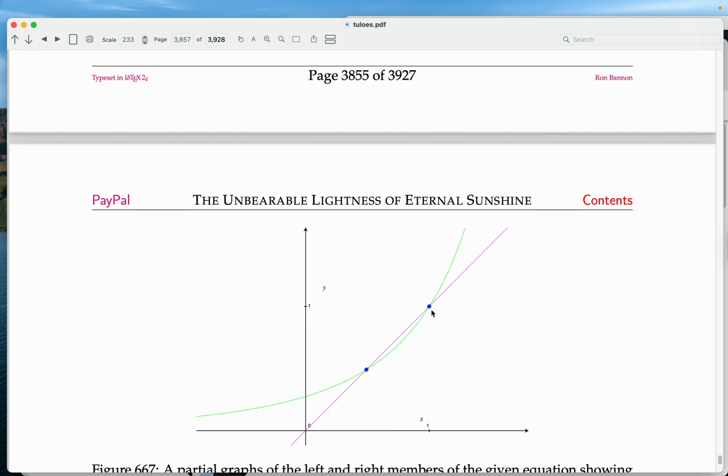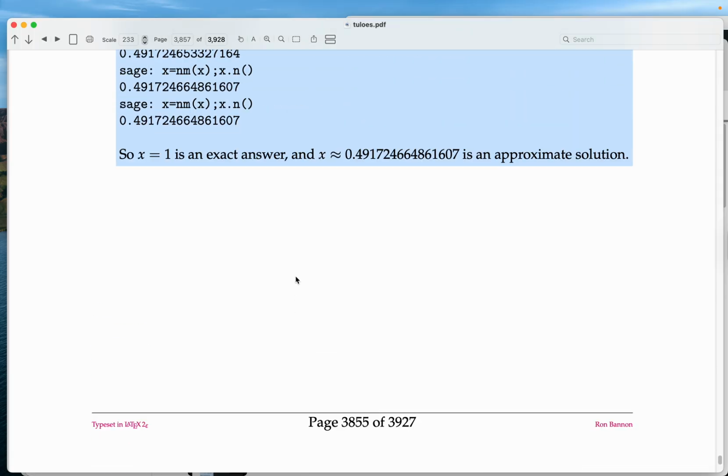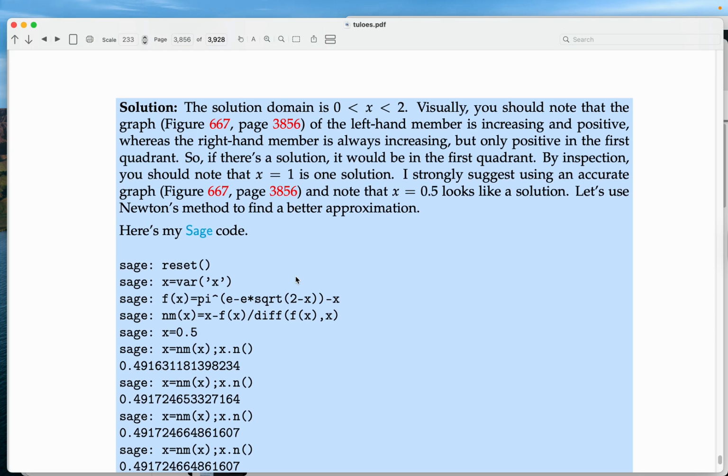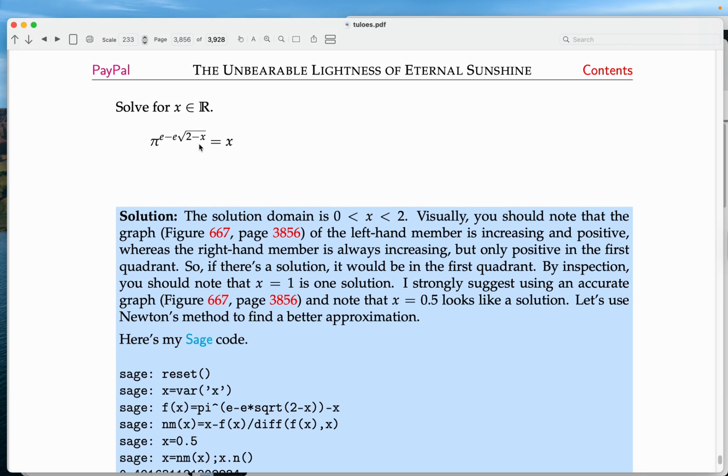One looks pretty trivial. It looks like it's the number one, all right? So I can say you could check that, of course, plugging it in, and it's really not that bad to do. So let's just take a look at that, see if one works out. So 2 minus 1 is 1. Square root of 1 is 1, and e minus e is 0, and pi to the 0 is going to be 1, of course. So this seems to work out pretty nicely.